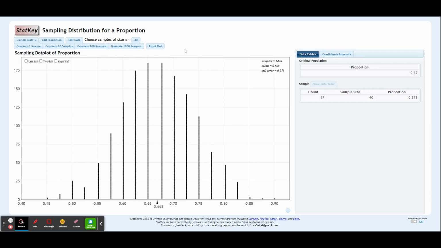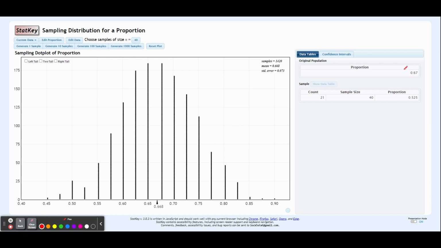So what we were doing is we were taking samples of size 40 students and looking at, out of the sample, how many of them attended college in the state of Idaho. You can see this last one we took was almost identical to the population proportion, and it is 0.675.